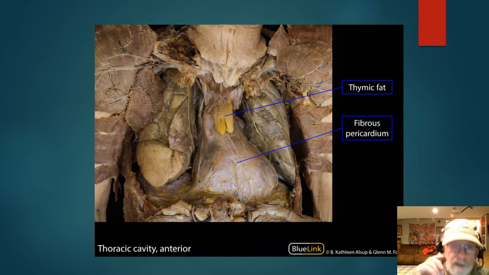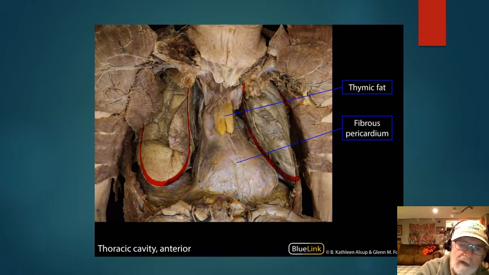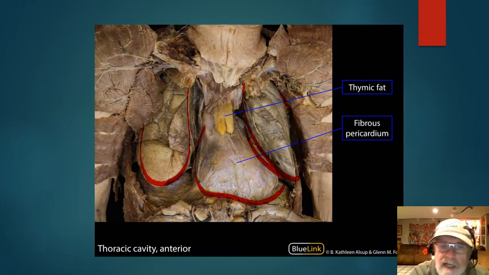This is the heart. This is another cadaver we see. So we see a lung over here, we see a lung over here, and this area right here is the heart. But I can't see much of the surface of the heart. Why? Because it's in that sac, and the sac is called the pericardium.